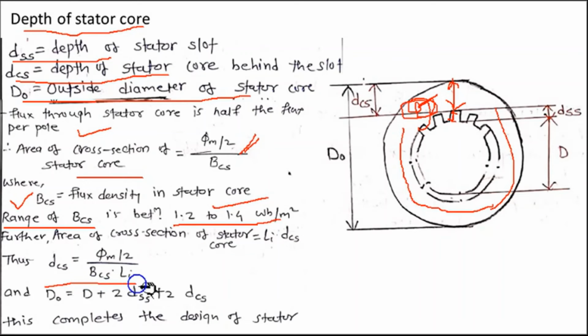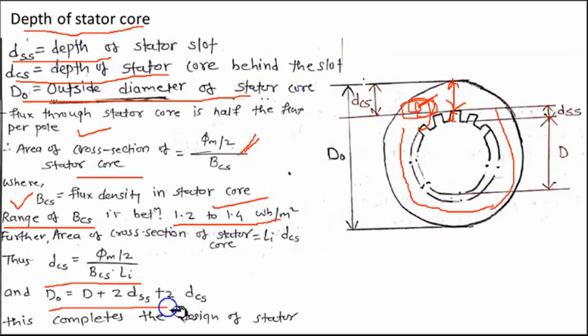Thus by using this formula you can calculate DCS, the depth of stator core behind the slot, which is given by phi m by 2 BCS into Li. Li is nothing but your length of iron path. So this total iron path is nothing but your Li.